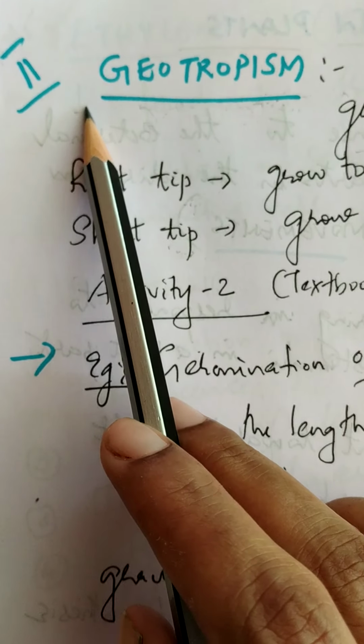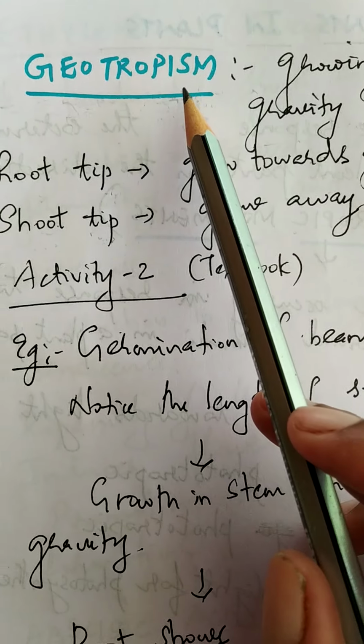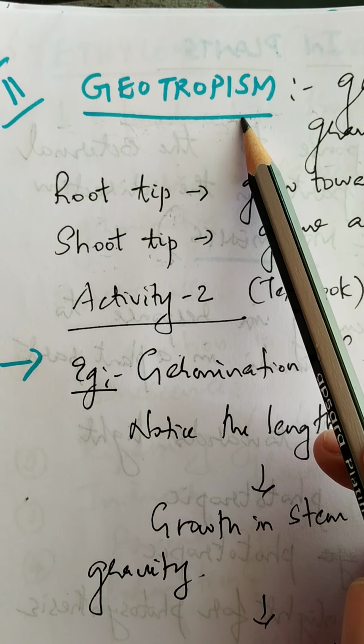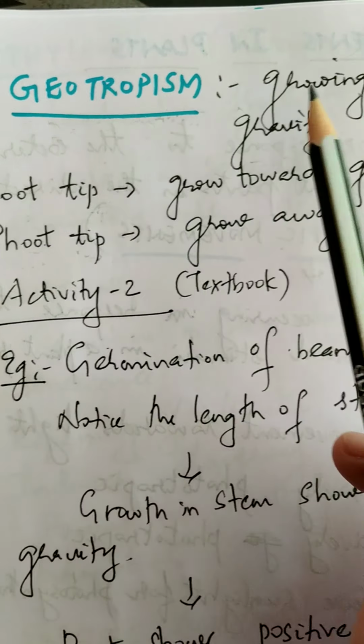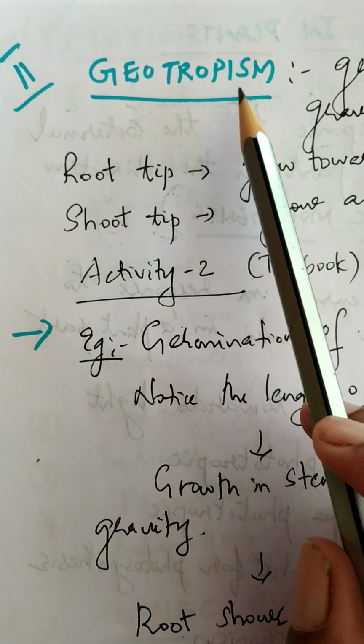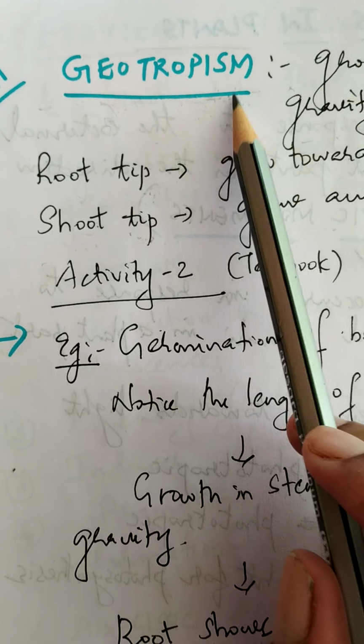The second example of tropic movement in plants is geotropism. Geotropism refers to the growing of the plant parts in response to the force of gravity. So growing towards the earth's gravity, that is geotropism. The stimulus in geotropism is the force of gravity.